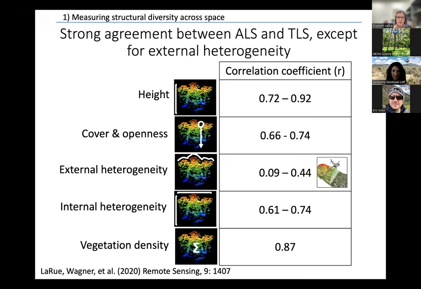So the category that didn't have good agreement was external heterogeneity. The correlations were either insignificant or below that 0.6 threshold. And we attribute that to the different viewing angle of the sensors, like the terrestrial LiDAR is looking upward and the airplane's looking downward. Since external heterogeneity would be measuring the surface roughness, we recommend that you would use the aerial LiDAR for that type of measurement.